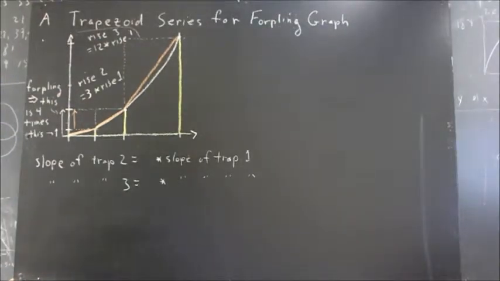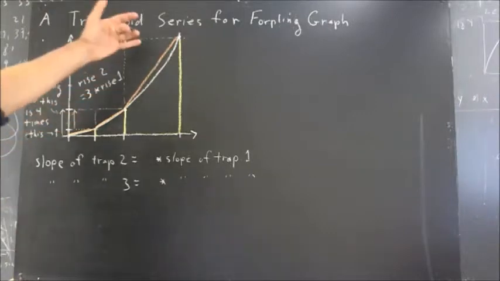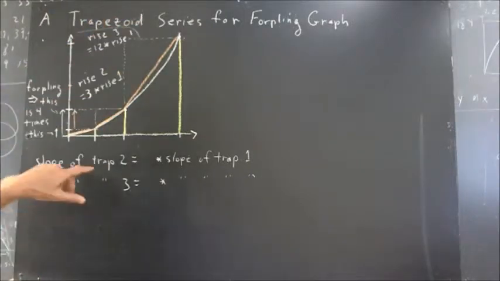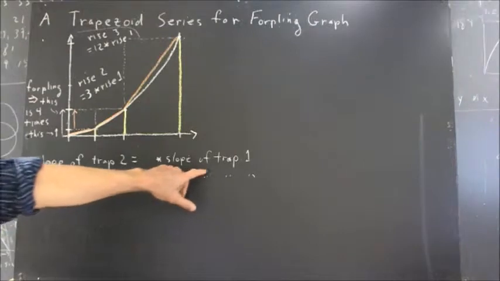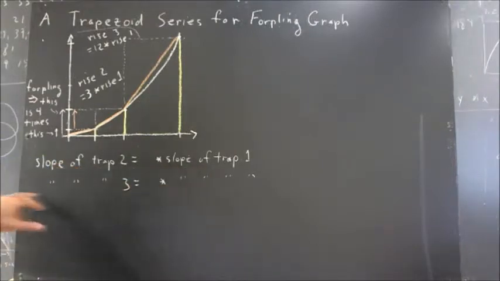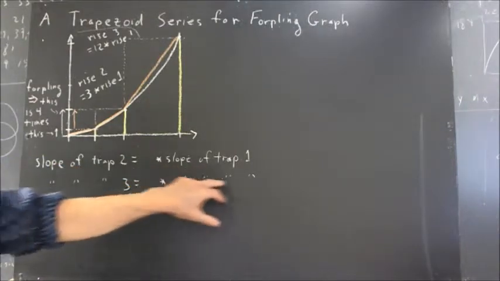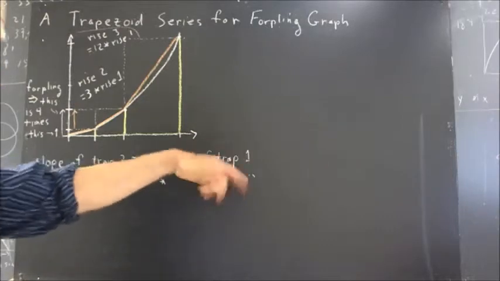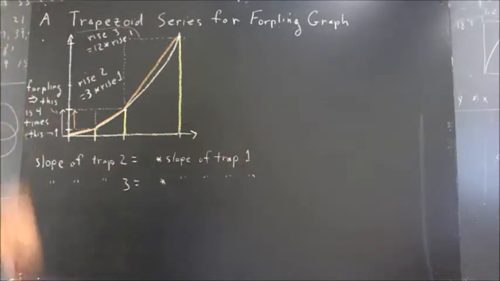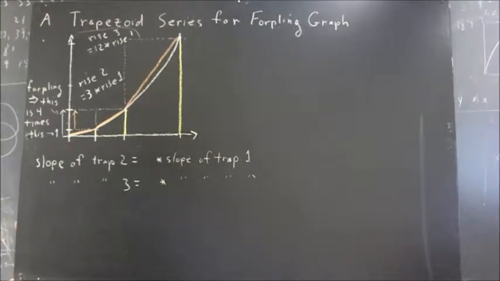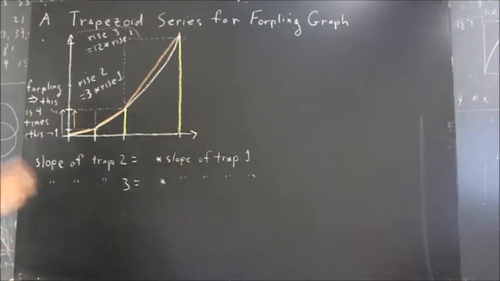So what do we conclude about the relative slopes of these three trapezoids? Slope of trapezoid 2 is how many times the slope of trapezoid 1, and slope of trapezoid 3 is how many times the slope of trapezoid 1. Let's reference everything back to the slope of trapezoid 1. You should think about that. Okay, so hopefully you've stopped and thought about that.